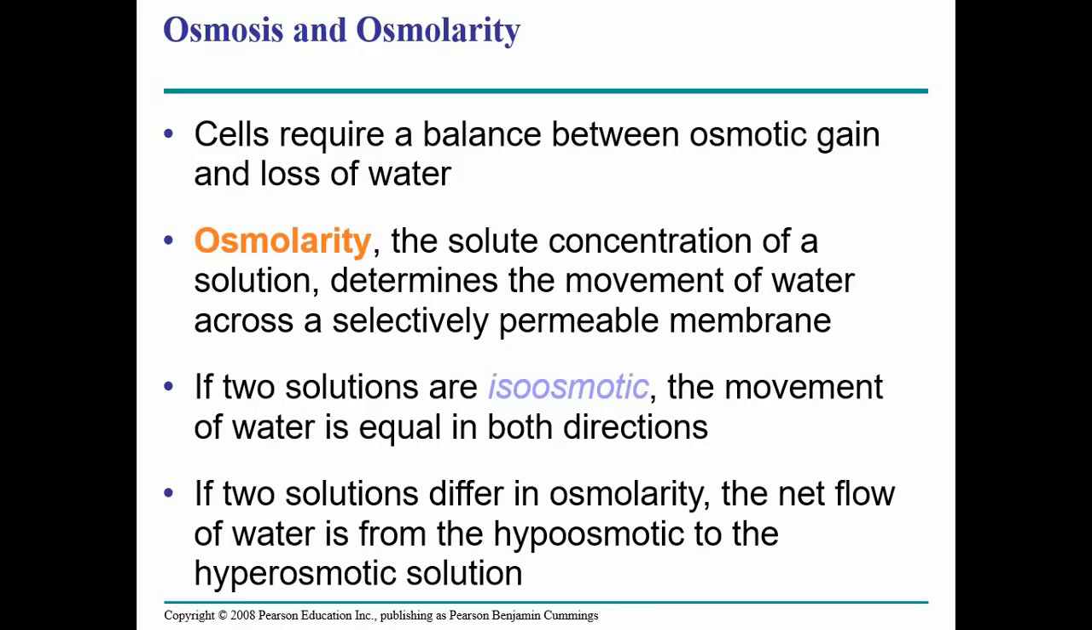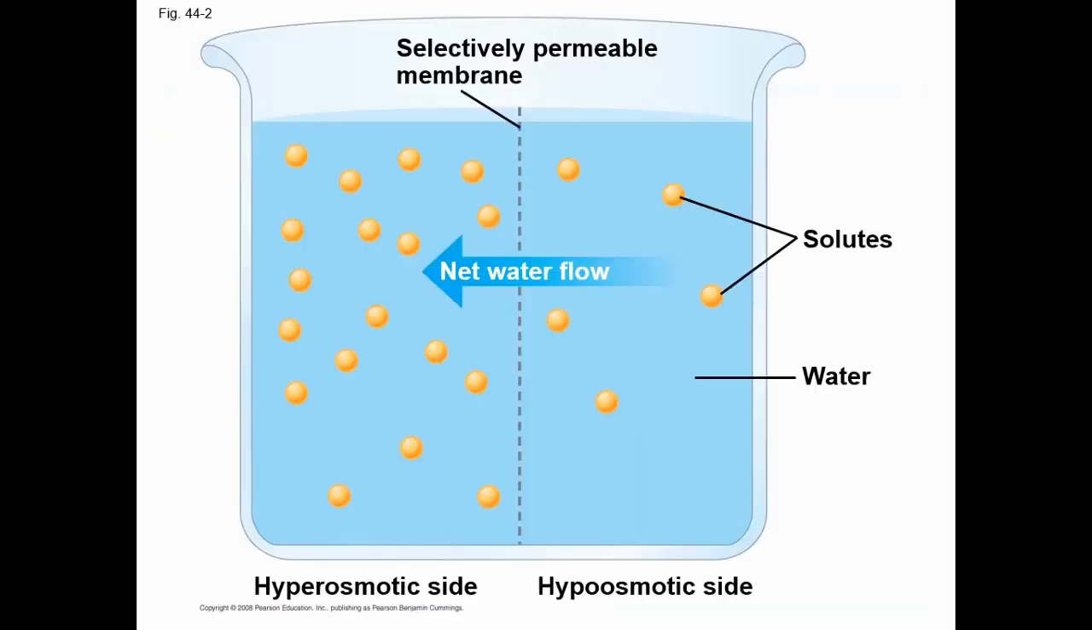The condition is like this: if two solutions are isoosmotic, the movement of water is equal in both directions, so the water that comes in and the water that goes out is equal. But if the solutions differ in osmolarity, the net flow of water is from the hypoosmotic to the hyperosmotic solution. Let's see, in this jar we have two solutions separated by a permeable membrane, with different concentrations. The higher concentration we call the hyperosmotic side, and the lower concentration we call the hypoosmotic side. In this case, water will move from the hypoosmotic side to the hyperosmotic side.